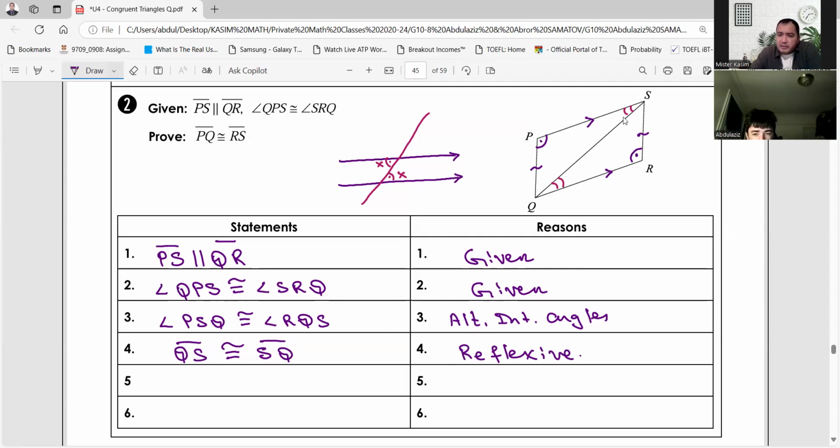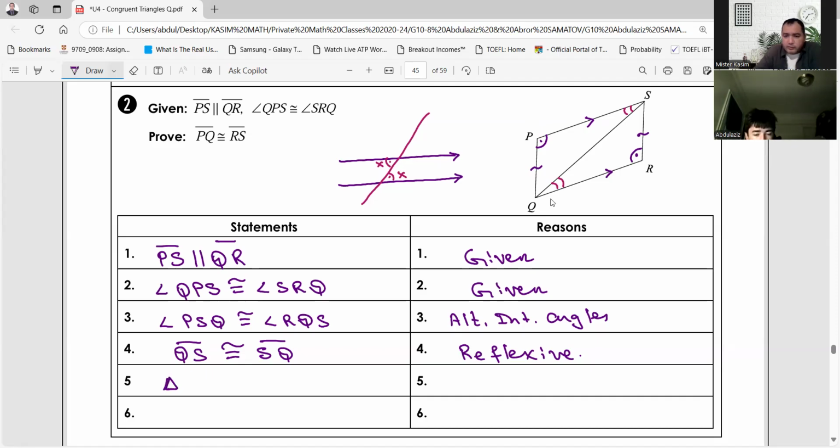Look, if I know angle, side, angle, or angle, angle, side. So we have angle S, angle P and Q, right? Because now we have angle, side, angle. Can you see that angle P and angle S, angle R and angle Q? And QS is a common side, right?